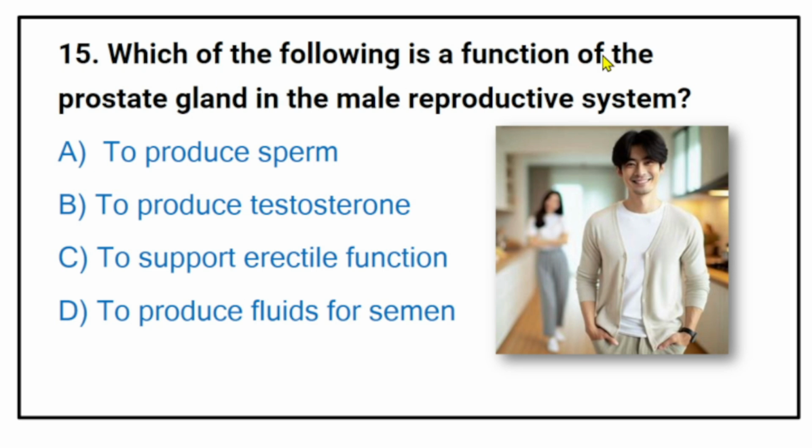15th question, which of the following is a function of the prostate gland in the male reproductive system? To produce sperm, to produce testosterone, support erectile function, to produce fluid for semen. So we have reached the reproductive system. This question is from the male reproductive system. So here the correct answer is that the prostate gland helps in the production of semen. So it helps to produce fluids for semen. So it increases the fluid level in the semen.